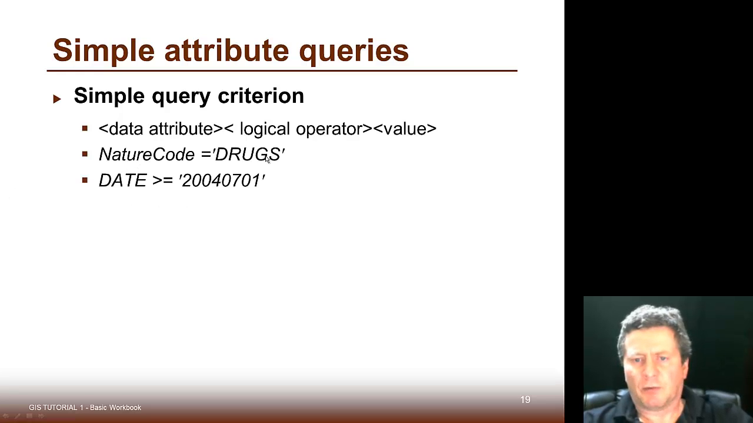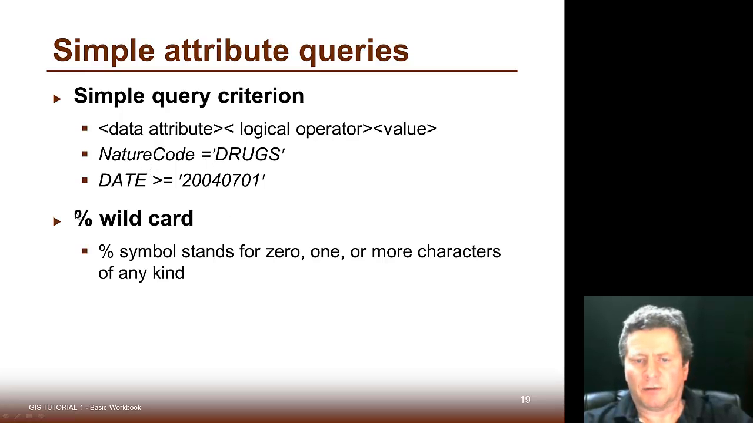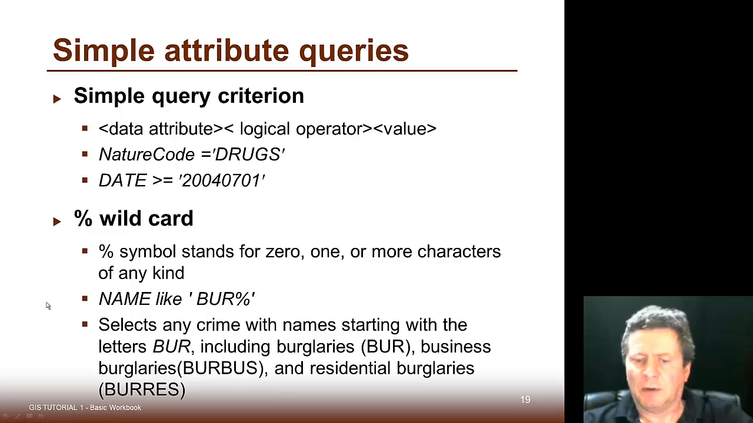So for example, date greater than or equal to 2004, and what's the code? The code is drugs, and the percent sign is a wildcard symbol. So it's a name like burglary or burglaries or something. Both of those would get picked up by that, and that would pick up burglaries, business, residential burglaries. You would get all of those with a wildcard.